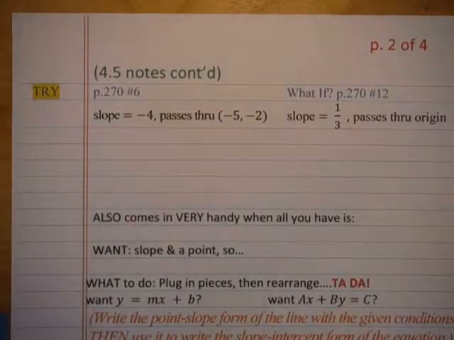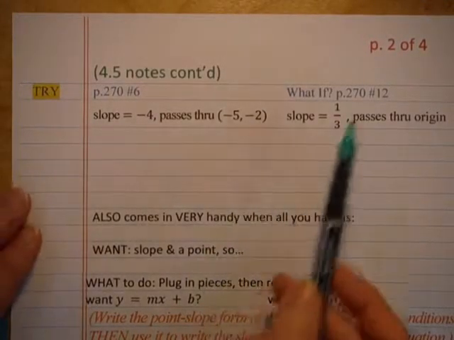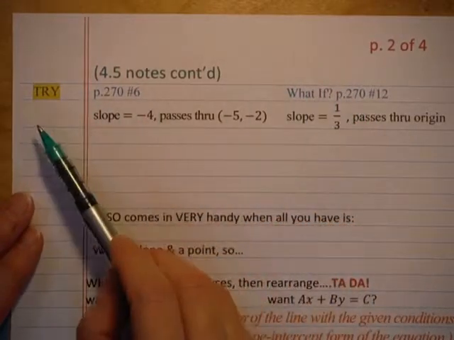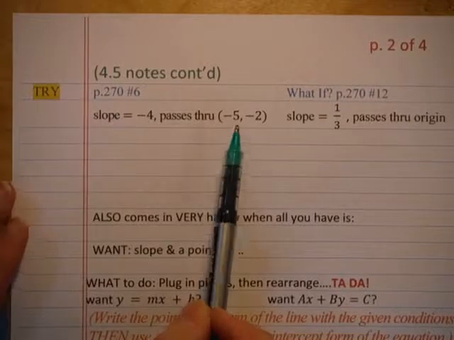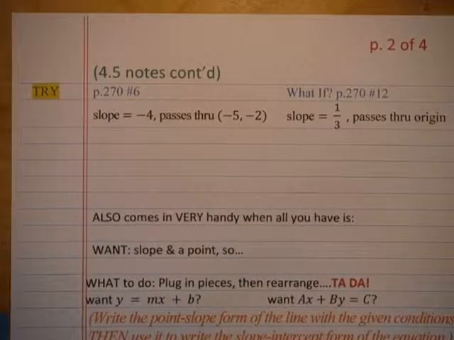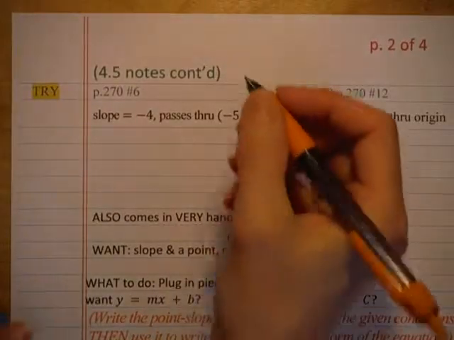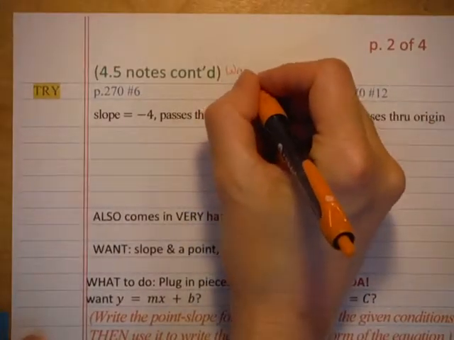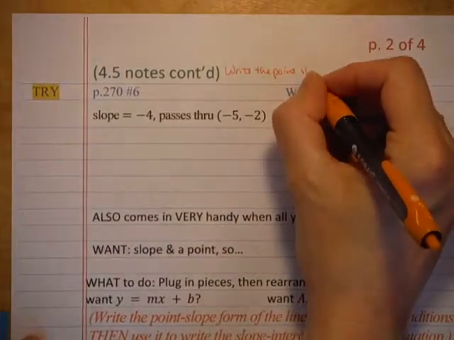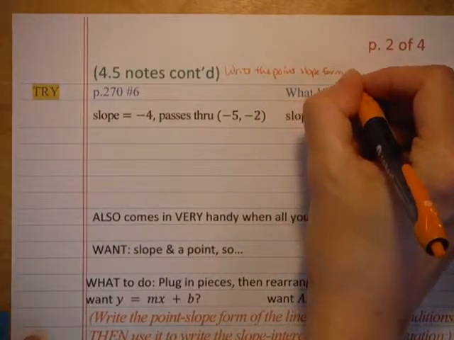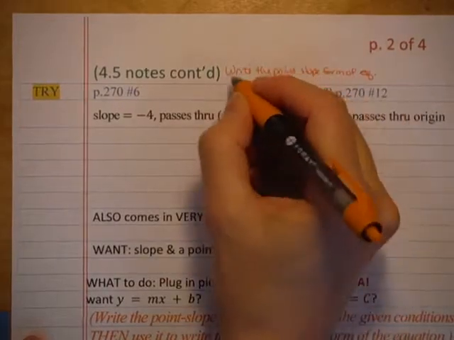Right, here we are at the top of page 2 for 4.5. On the bottom of page 1, we had two problems just like this where we walked through given a slope and a point, and the instructions ask you to write, let me recopy those so that you have them. Okay, so you're going to write the point slope form of the equation. So there's your first answer.